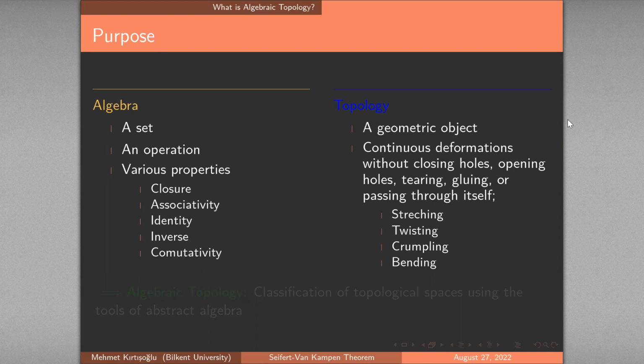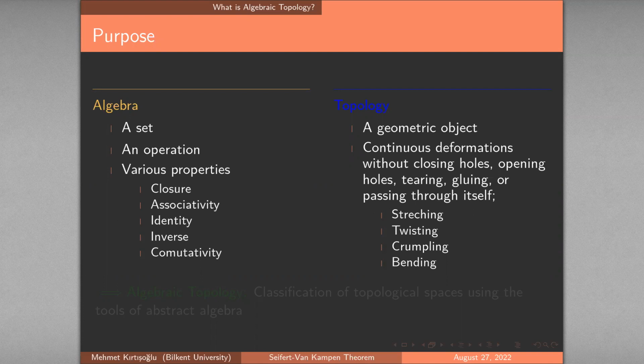And on the other side, we have topology. We have topological spaces, geometric objects. And in topology, we have continuous deformations. But be careful, while doing a continuous deformation, you shouldn't close a hole or open a new hole, tear it, glue it, or pass it through itself. So you are allowed to do these moves.